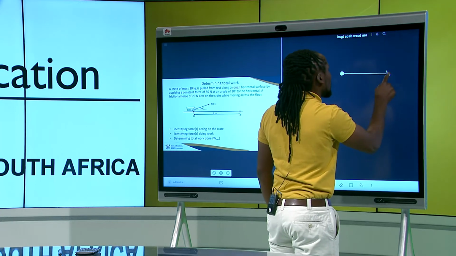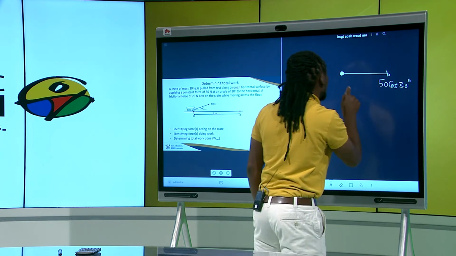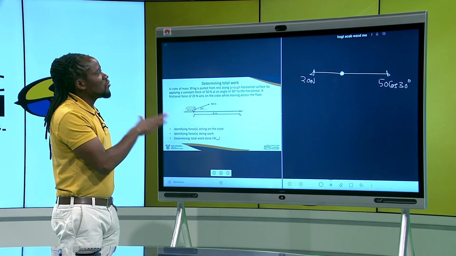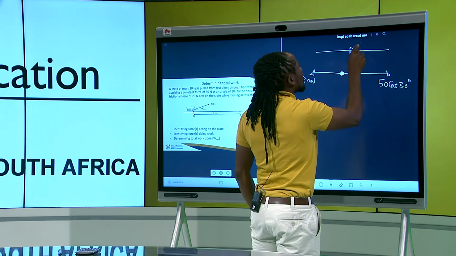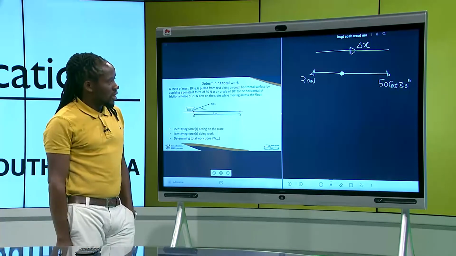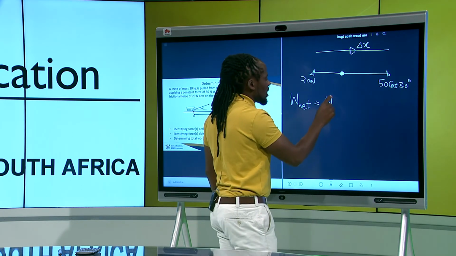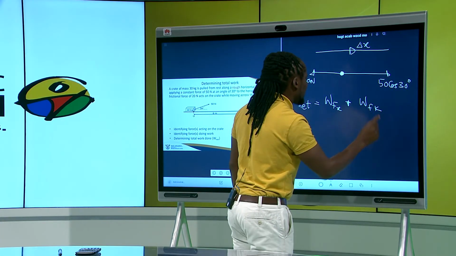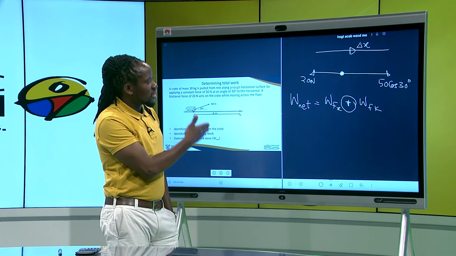We've got the Fx, which is 50 cosine of 30 degrees, right? Then we also have the 20 newtons, right? Now, these are the two forces that actually do work on the object because the displacement of the object is horizontal in that direction, right? Now, we want to determine the total work, right? So the total work done is equal to the work done by Fx plus the work done by F kinetic, right? So this is the net, the sum of the forces.